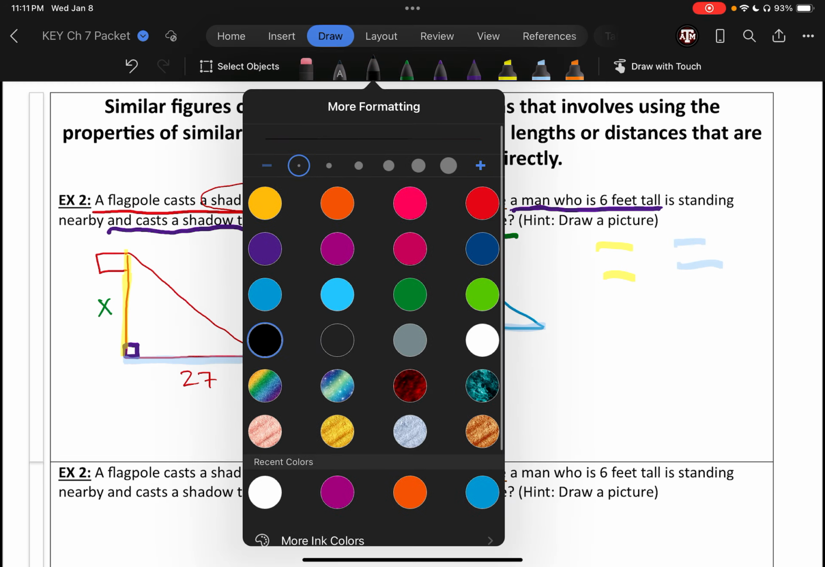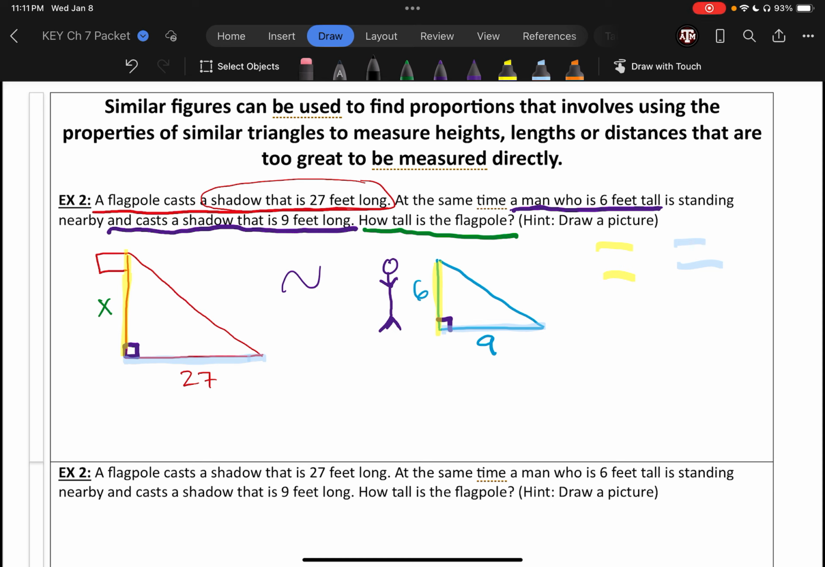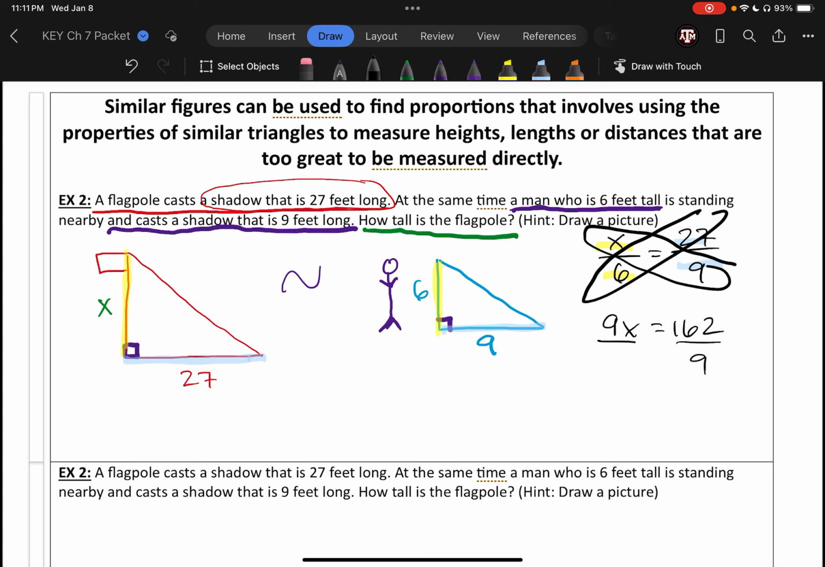So as we see how to set this up, yellow over yellow would be written as x over 6. Blue over blue would be written as 27 over 9. And what we can do now is we can solve by cross multiplying, right? If we cross multiply, we got 9 times x. Well, 9 times x is 9x. Then we have 6 times 27. That gives you 162. If we divide both sides by 9, we get that x is equal to 18, right?